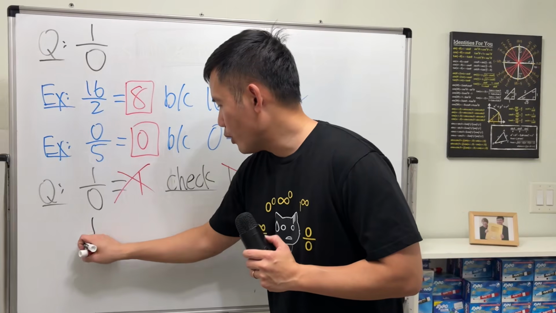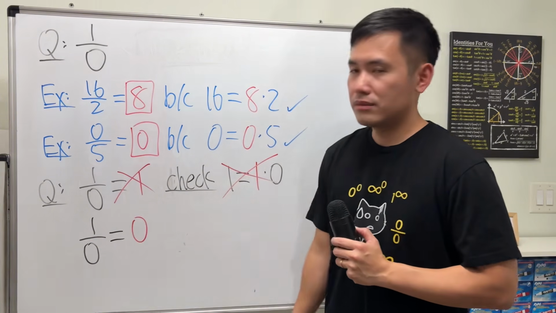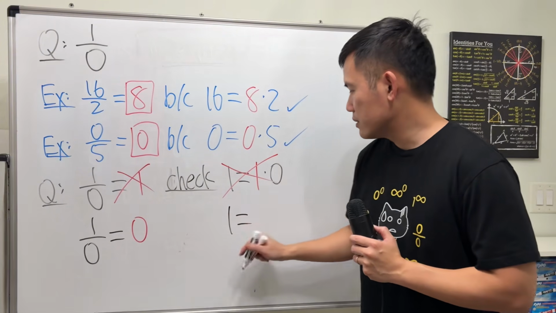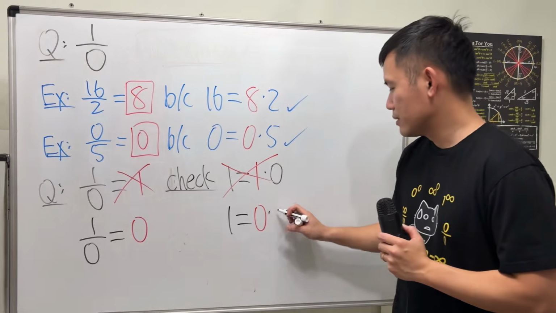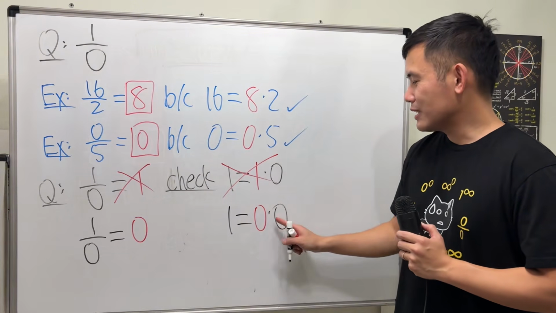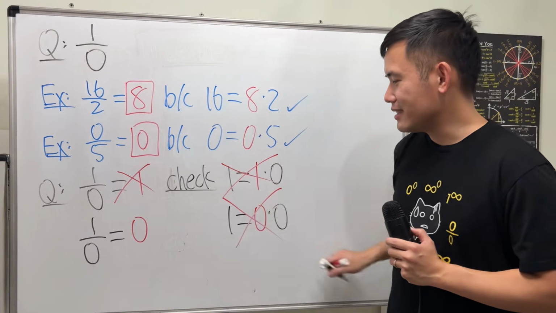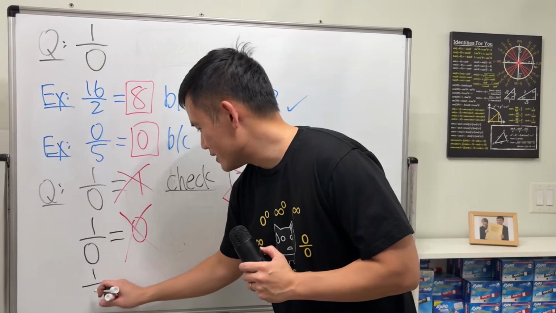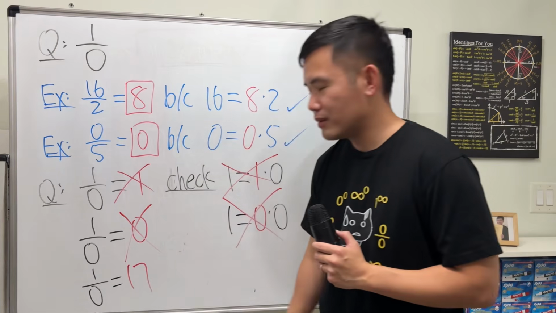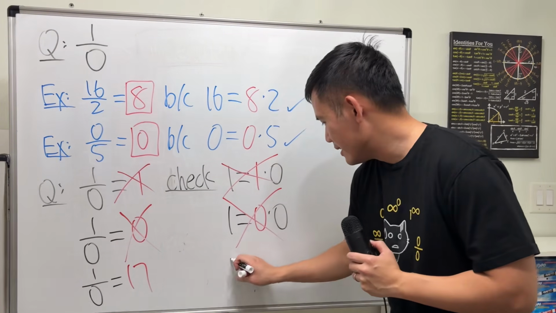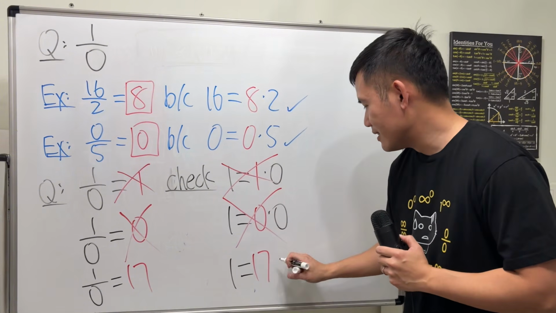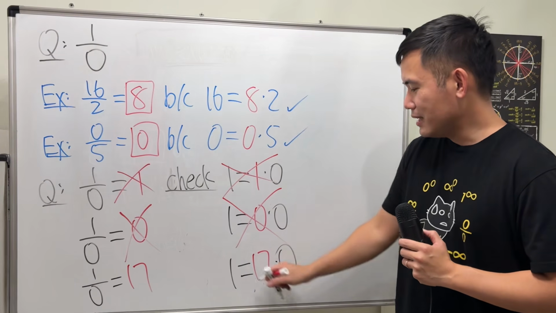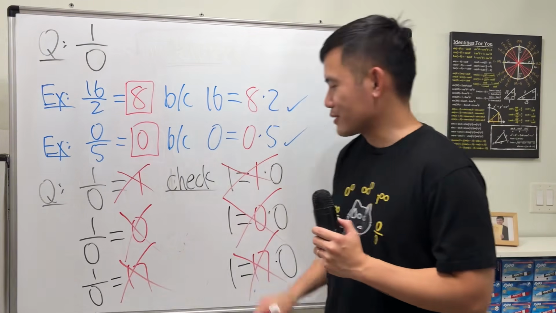Well, let's try again. 1/0 is the answer 0? Well, again, let's check it. Does 1 equal this 0 times that 0? Of course not. 0 times 0 is 0. That's not equal to 1. This is not correct. Do you want to try again? How about 1/0? Does that equal 17? Let's see. Does 1 equal 17 times 0? Of course not. 17 times 0 is 0. That's not equal to 1. So this is not correct.